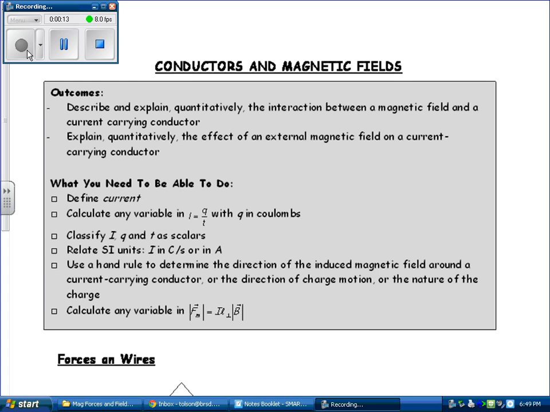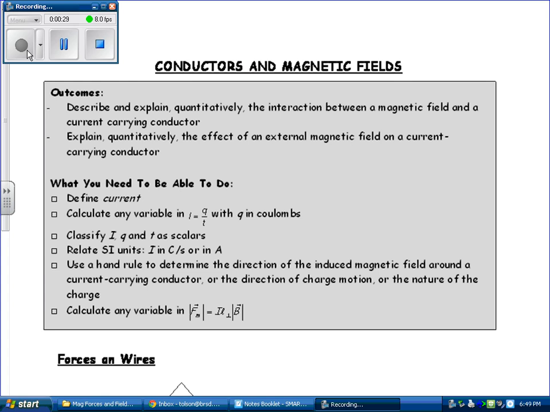What we're doing today is we're going to talk about conductors and magnetic fields. So this has a lot of similarity to moving charges in magnetic fields. Just now, instead of the charges being a single loose charge, we're confining it to a conductor, like a wire. So we're actually talking about the current moving through the wire.